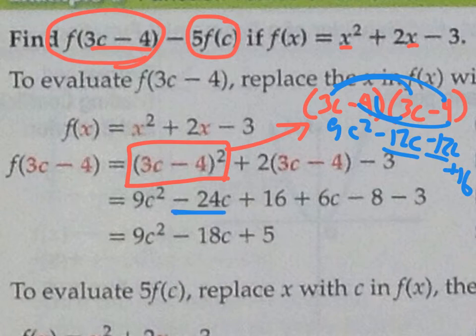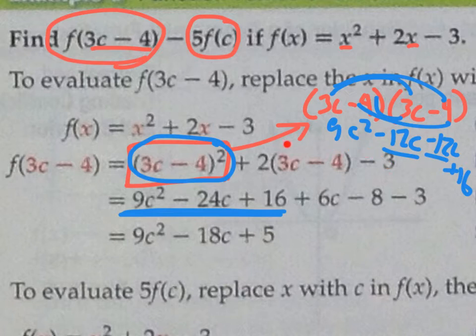Yay? So there's a lot of work they don't show right here, but if they do take the binomial and square it and then simplify it, they do get this quadratic trinomial right here, which is 9c squared minus 24c plus 16. Now, we still need to look at this other part.